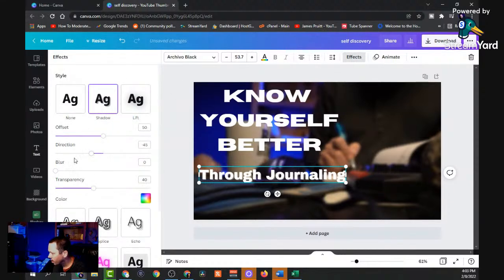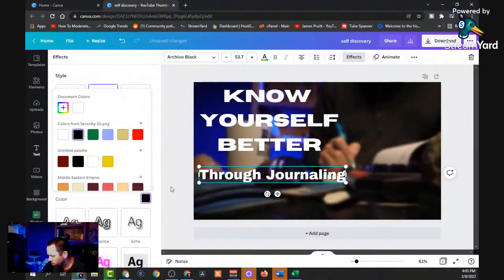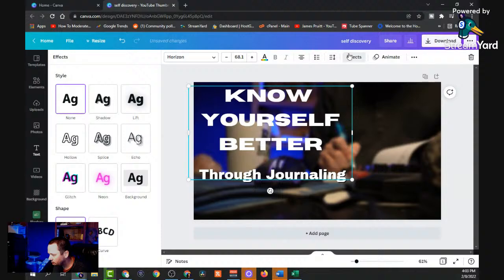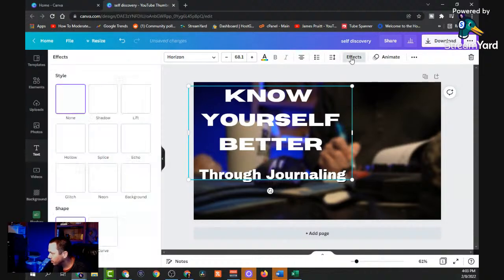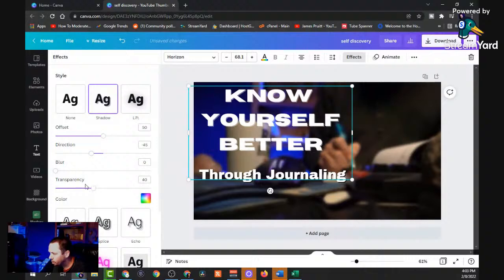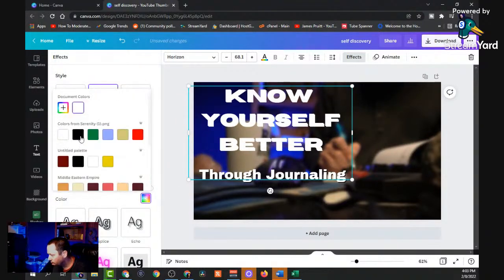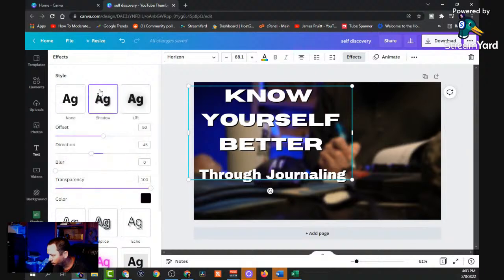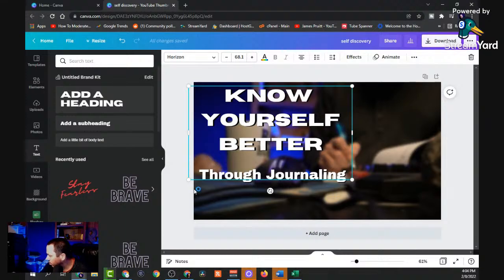Effects. We're going to do the shadow, give it a little bit of height. We're going to go transparency up, go there, choose the black. That makes it stand out, pop just a little bit. Same thing with the top one, effects. Up that transparency, make it pop just a little bit. Now we're going to change the direction on it just a little. Give it a little bit more depth. Making it stand out just a little bit. That gives the whole image just a little bit of depth. Let's see here. Yeah, that looks good.